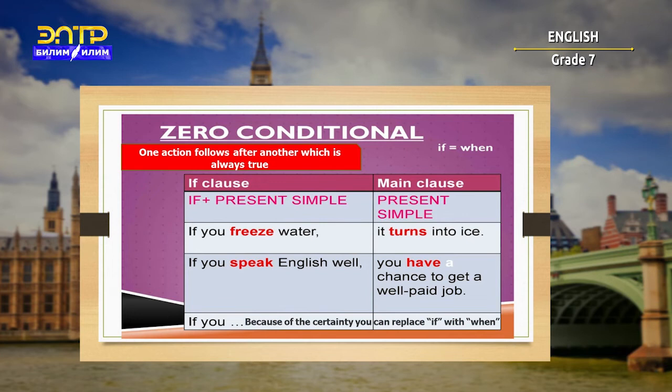One action follows after another, which is always true. If plus present simple in the if clause and present simple in the main clause. If you freeze water, it turns into ice. If you speak English well, you have a chance to get a well-paid job. Because of the certainty, you can replace if with when.